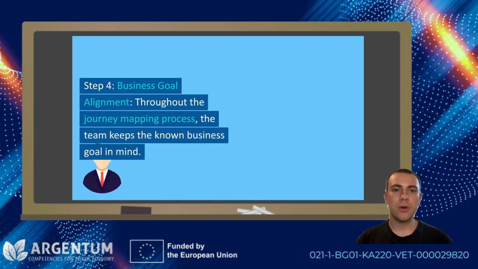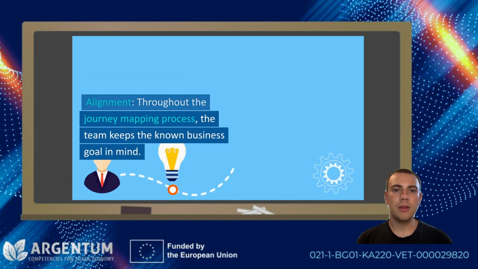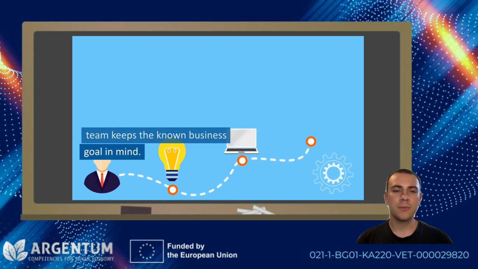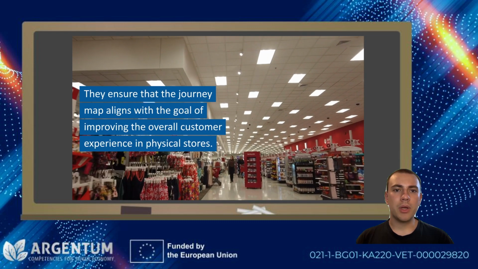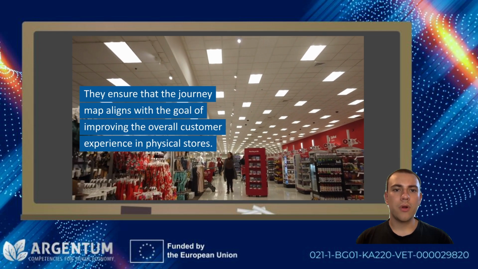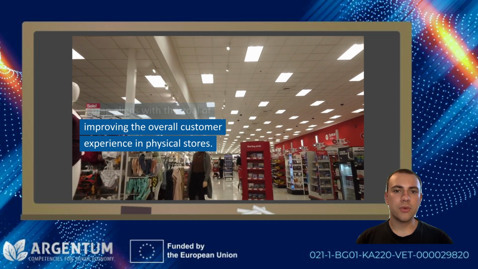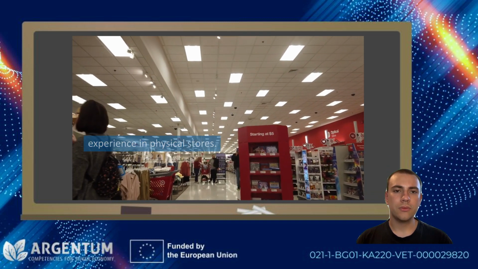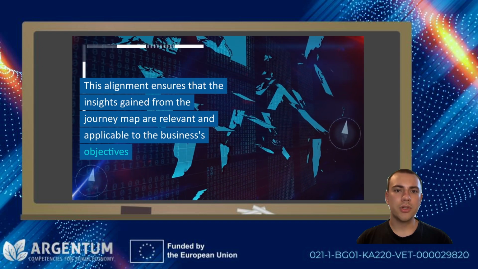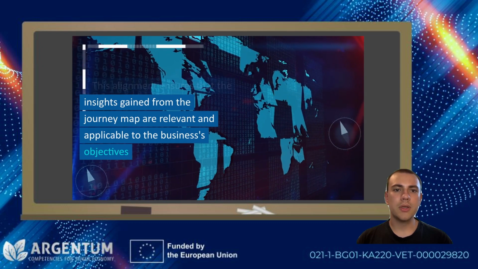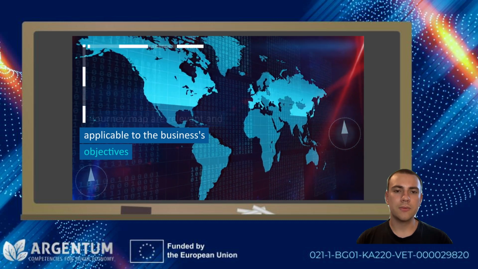Step 4. Business goal alignment. Throughout the journey mapping process, the team keeps the known business goal in mind. They ensure that the journey map aligns with the goal of improving the overall customer experience in physical stores. This alignment ensures that the insights gained from the journey map are relevant and applicable to the business objectives.